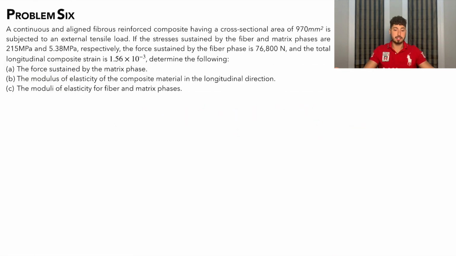Now let's move on to problem number 6. Problem number 6 says, a continuous and aligned fibrous reinforced composite having a cross-sectional area of 970 millimeters squared is subjected to an external tensile load. If the stresses sustained by the fiber and the matrix phases are 215 megapascals and 5.38 megapascals respectively, the force sustained by the fiber phase is 76,800 newtons, and the total longitudinal composite strain is 1.56 times 10 to the minus 3, determine the following. A, the force sustained by the matrix phase, B, the modulus of elasticity of the composite material in the longitudinal direction, and C, the modulus of elasticity for the fiber and matrix phases.